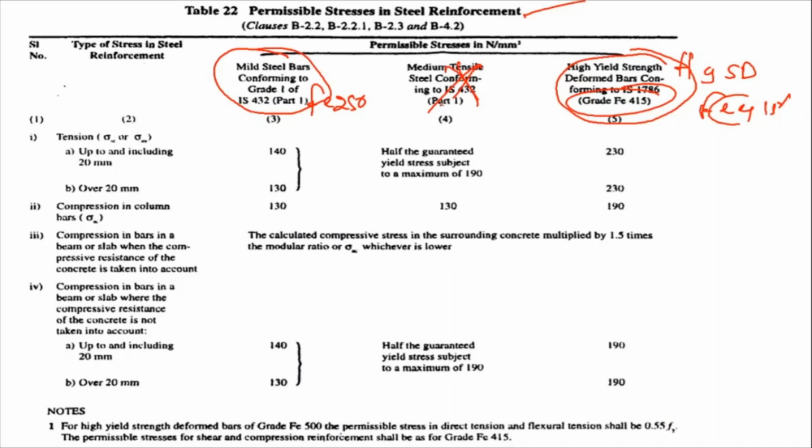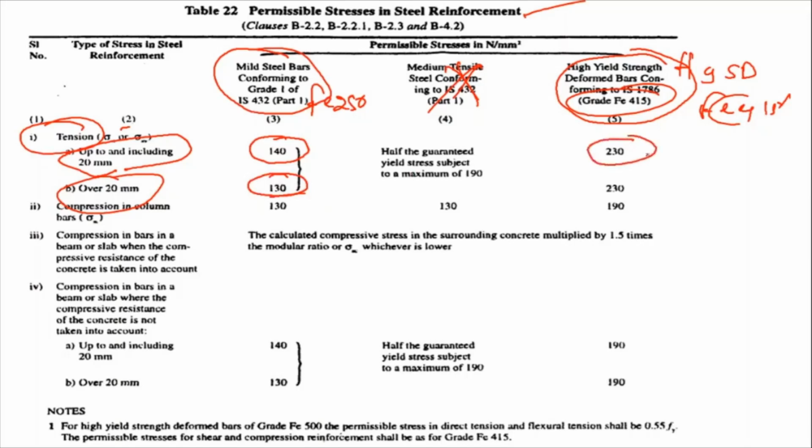Now if you take the permissible stresses in tension, it depends on the bar diameter. For bar diameter up to and including 20 mm, permissible stress is 140 and over 20 mm it is 130. If it is Fe415, then irrespective of the bar diameter, the permissible stress in tension is taken as 230 Newton per mm square.